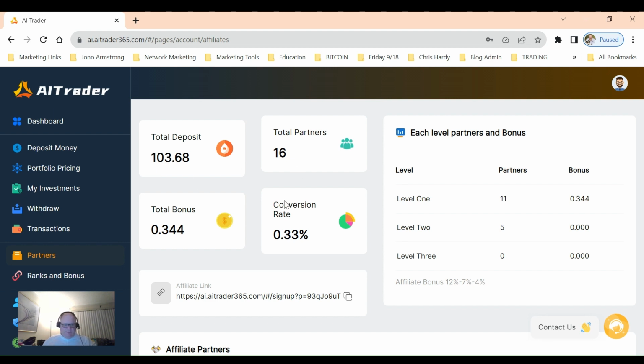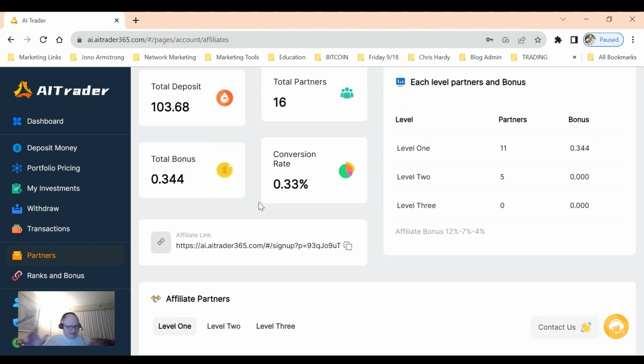So as you see, I have 16 partners now who have deposited $103.68. Now, I don't get the 12% on this. I get the 12% on the profits. Now, the nice part of that is ideally they're earning profits every day, so then I can earn commissions every day.